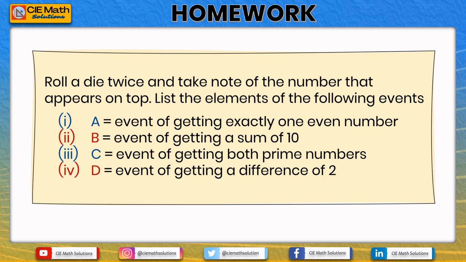For your homework, roll a die twice and take note of the number that appears on top. List the elements of the following events. A. Event of getting exactly one even number. B. Event of getting a sum of 10. C. Event of getting both prime numbers. And D. Event of getting a difference of 2.